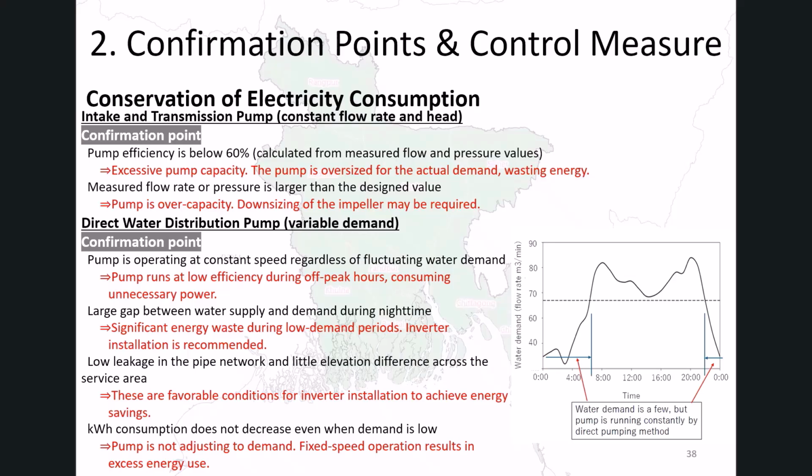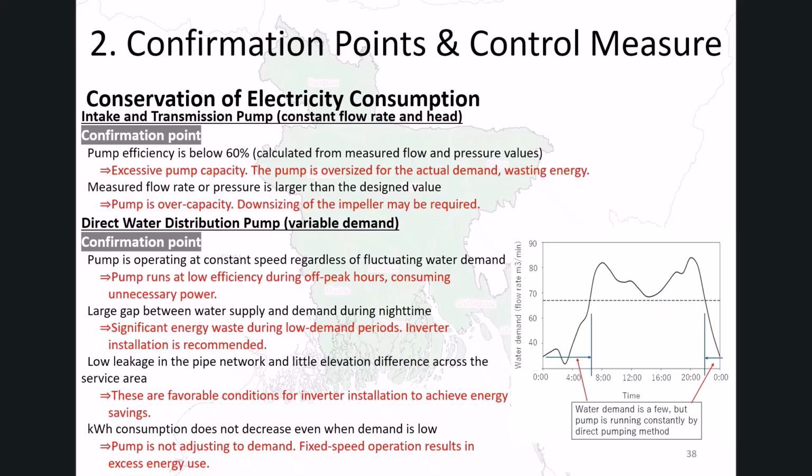For direct water distribution pumps, the situation is different because water demand fluctuates throughout the day. Water demand is typically high in the morning and evening and drops significantly during the night. If the pump is running at a constant speed regardless of this fluctuation, it will operate at low efficiency during off-peak hours and waste energy.